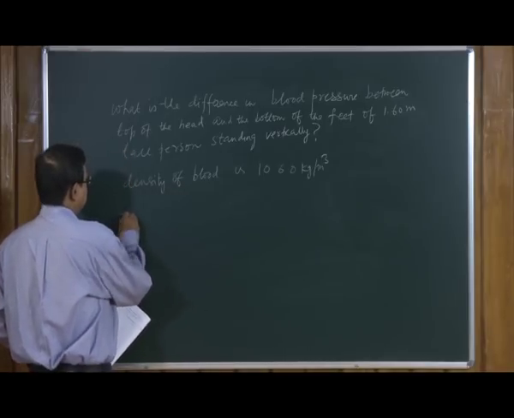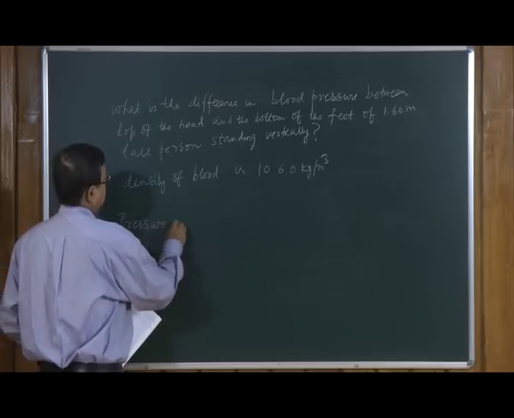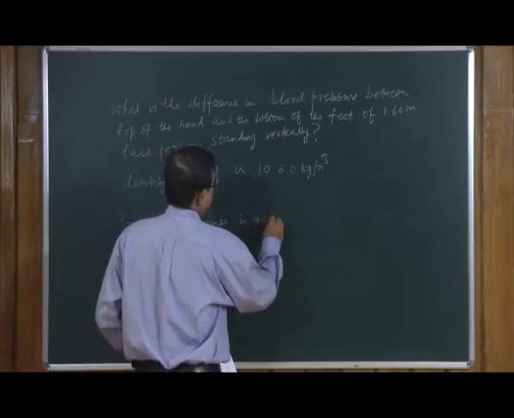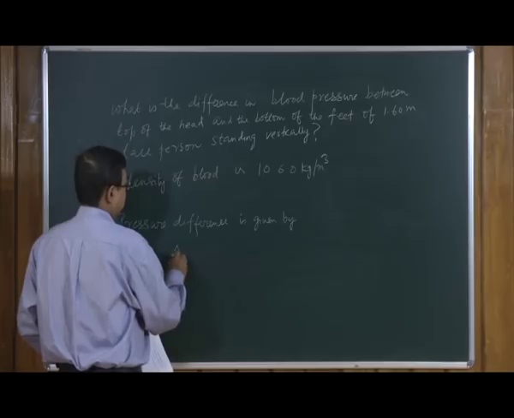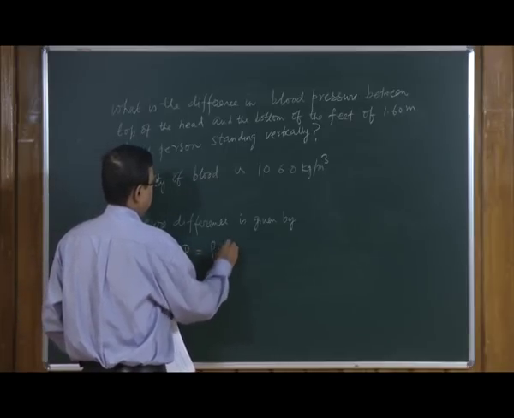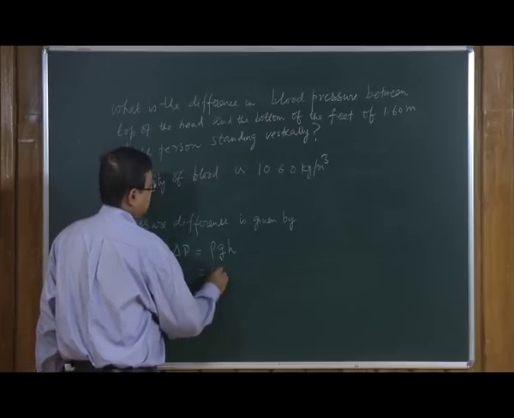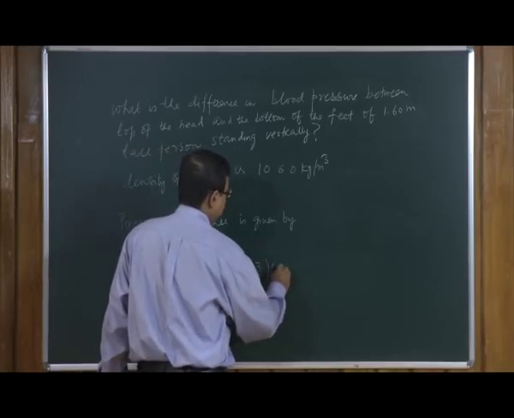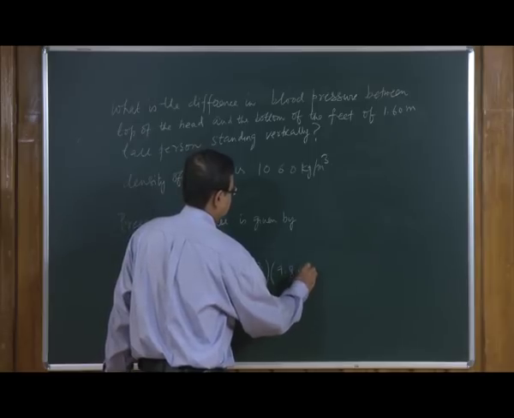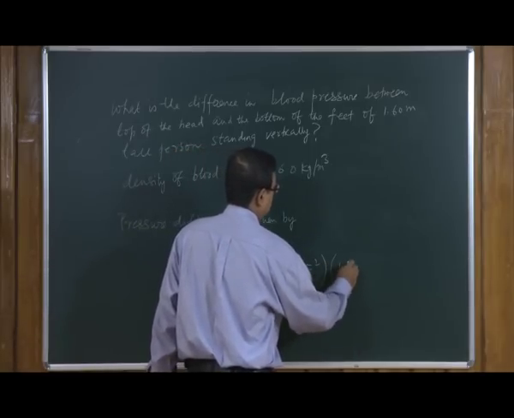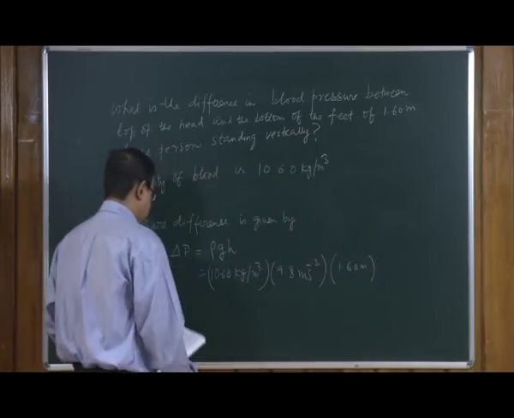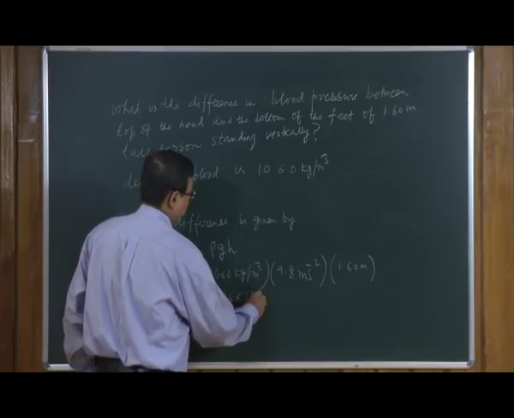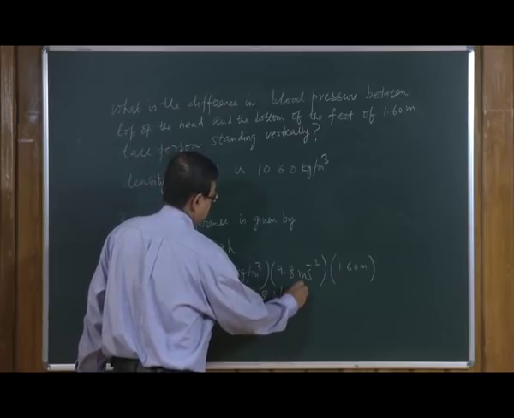So, again the pressure difference is given by delta P equal to rho g h. Rho for blood is given as 1060 kg per meter cube, with g to be 9.8 meter per second square, multiplied by 1.60 meter, and this comes out as 16620.8 Newton per meter square.